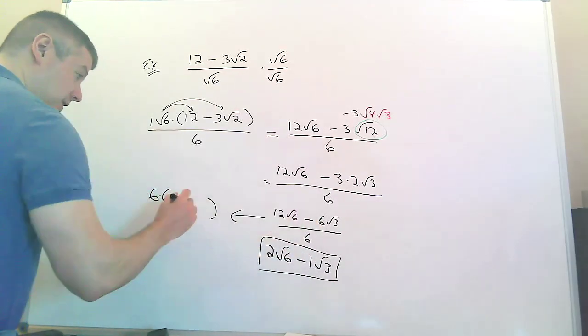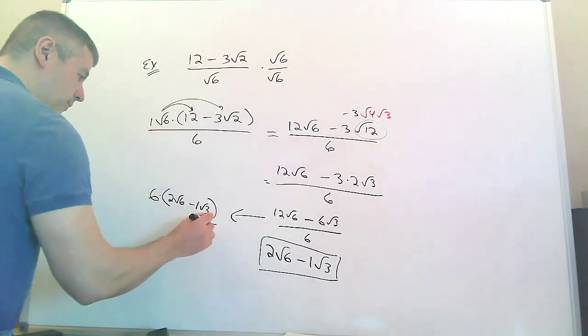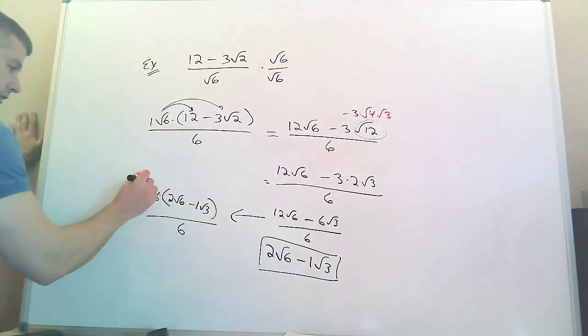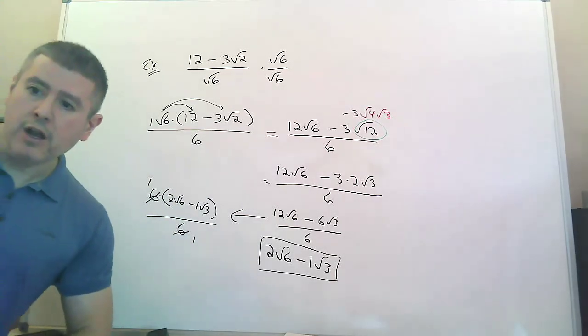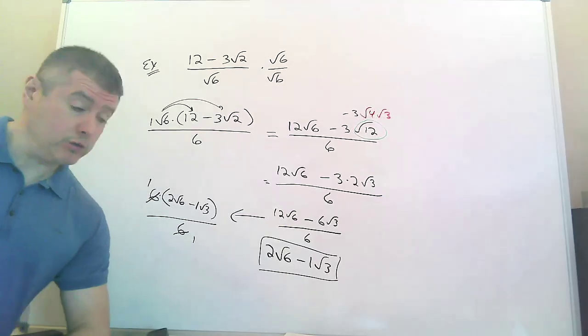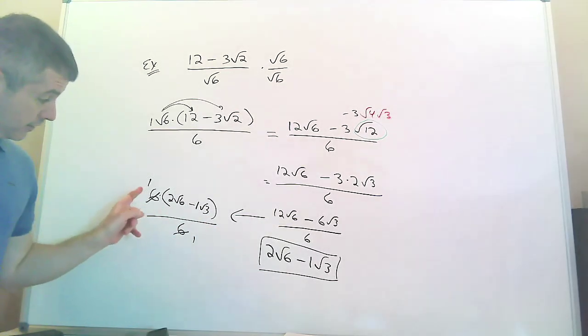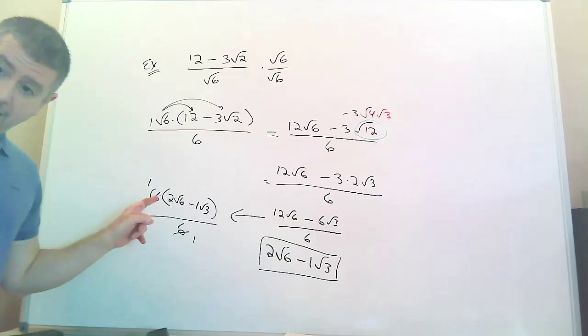Divide that by 6 minus 1 radical 3. And then you could cross out those 6s, if it makes you feel better to do that. That's what we did. We factored out the GCF, and you could cross it out, divide. Division across multiplication is okay.